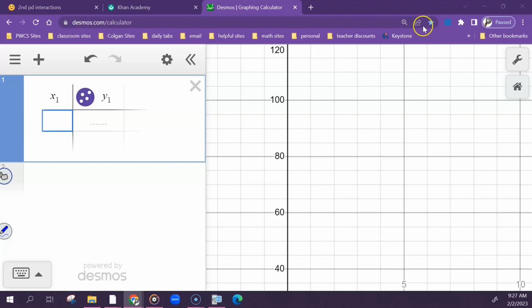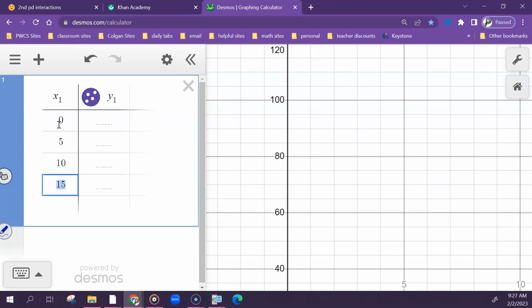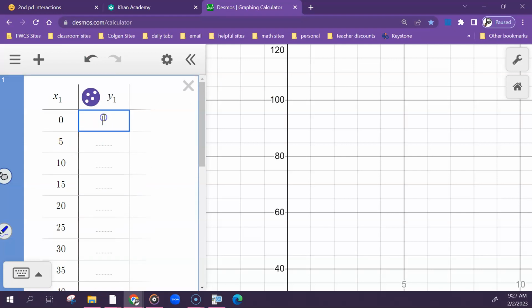There we go. 0, 5, 10, 15, 20, 25, 30. Yep. Oh, too many. Great. Be careful with your decimals. Make sure you're putting them all.